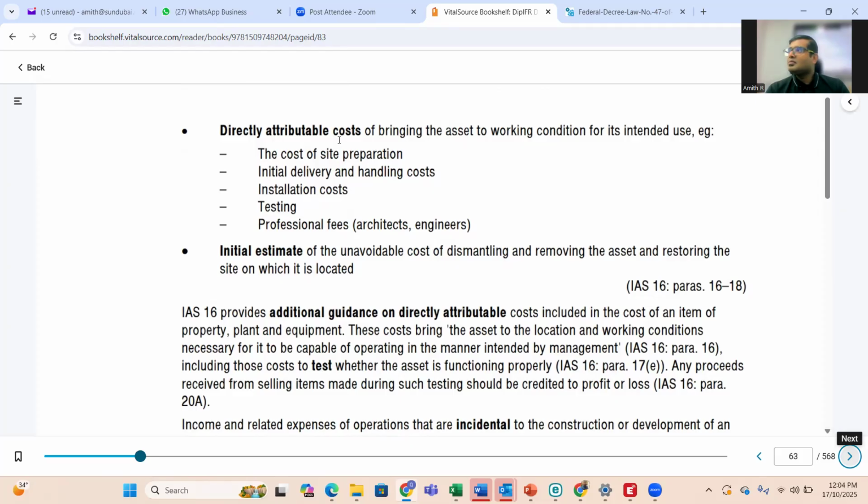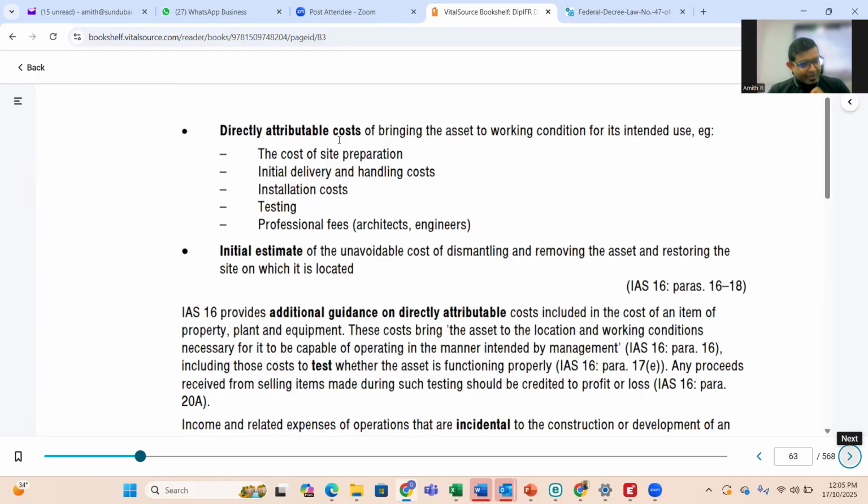Professional fee, architect, engineer, that is a full category. Okay. So, Ashik says no. Fine. Because my thinking is that the asset is already under the working condition and it's already available for use. Okay. So, capitalize or expense? Yeah, it has has to be expense.